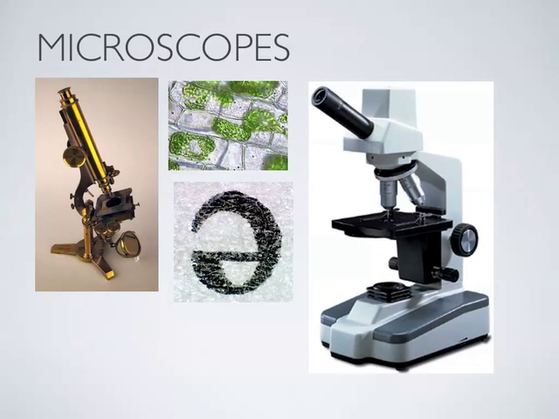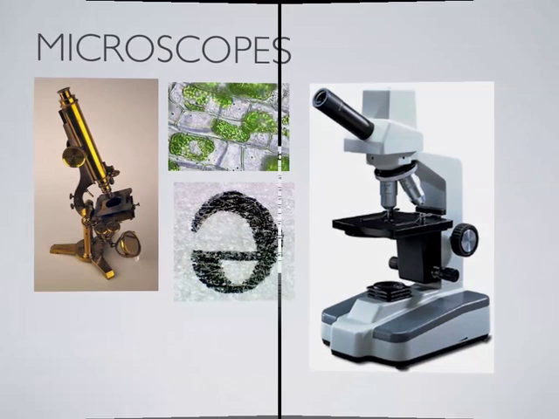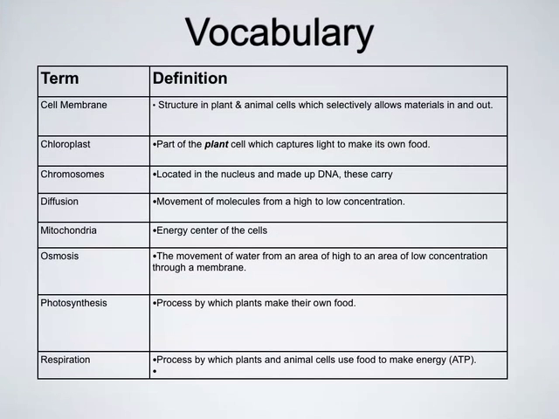Now, this microscope is an earlier microscope. The microscope started to be invented and perfected in the 1600s and 1700s. And then they were refined and got better and better after that. And here are some objects viewed through the microscope. So we'll talk a lot about them. There's some vocabulary, most of it related to cells, so we're not going to go over it at this moment, but we'll be getting there later on in our unit.